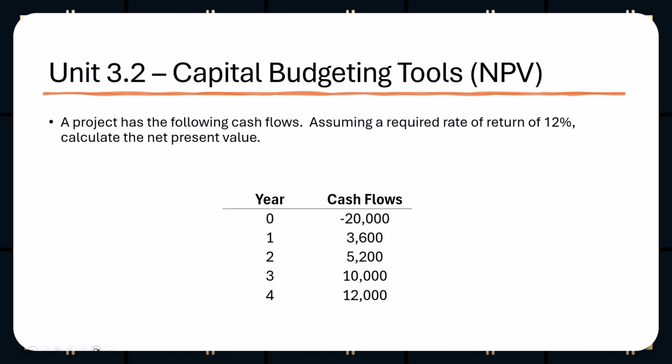A project has the following cash flows. Assume a required rate of return of 12%. Calculate the net present value. Find the net present value. All we need is our cash flow worksheet. Once we use our cash flow worksheet, we just assign it to its appropriate values. For example, the time 0 cash flow becomes CF0.